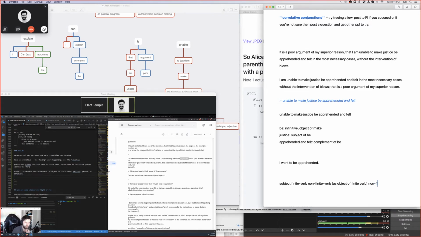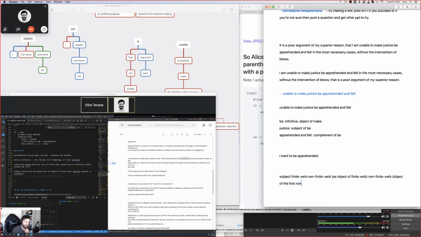Okay. And then the non-finite verb is going to be like a participle, gerund, or infinitive. And some of those can then have their own objects or subjects. Subject might be hard if the verb comes immediately afterwards, right? Yeah, subjects are less common for these things.